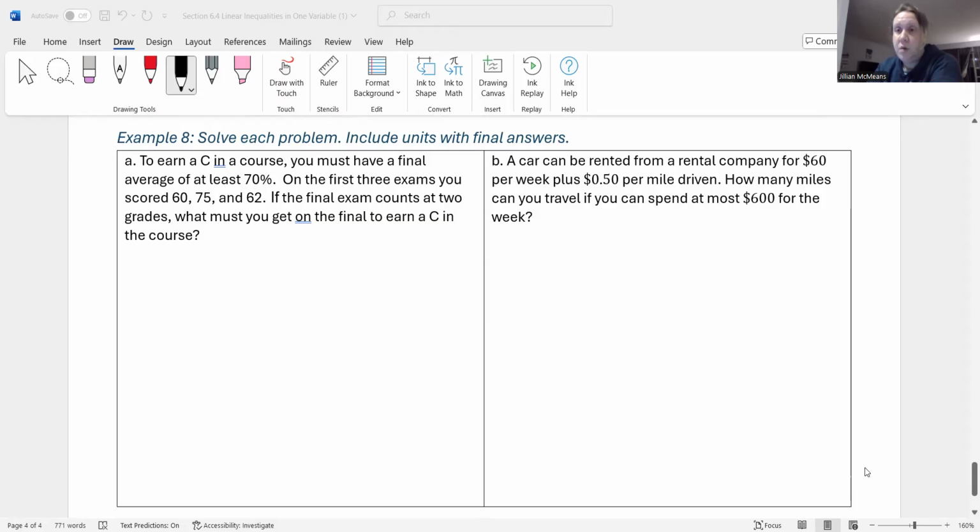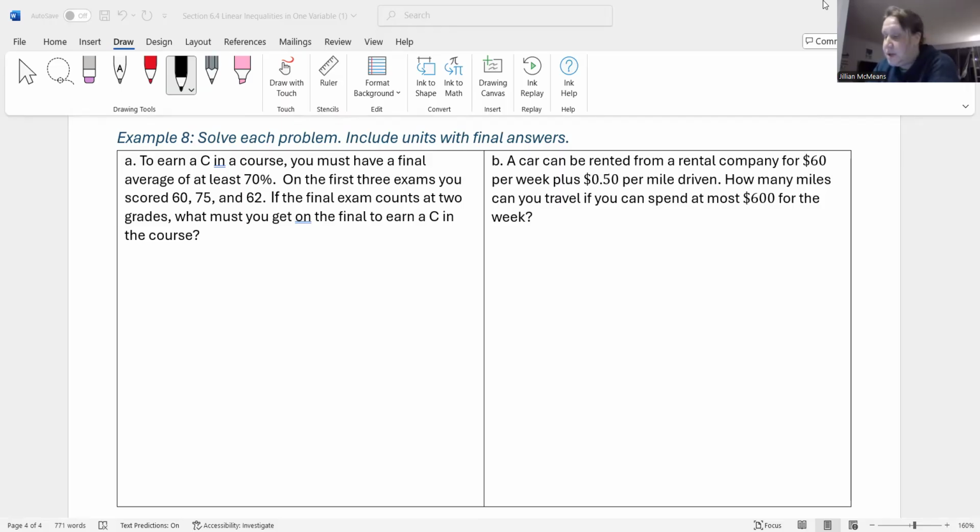The first question is kind of like a classic inequality word problem. Okay. It says to earn a C in a course, you must have a final average of at least 70. So when you're in math classes, if you see at least or at most, it's screaming inequality. At least means your score can be 70 or anything bigger. At most means your score could be 70 at the highest, but anything less than that. So at most and at least are words that just indicate inequalities, okay?